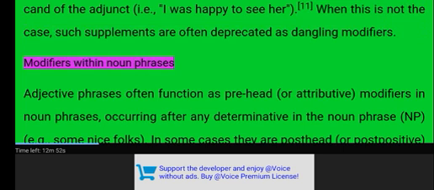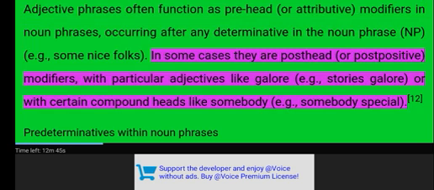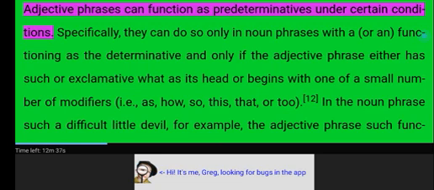Modifiers within noun phrases. Adjective phrases often function as pre-head or attributive modifiers in noun phrases, occurring after any determinative in the noun phrase, NP, e.g., some nice folks. In some cases they are post-head or post-positive modifiers, with particular adjectives like galore, e.g., stories galore, or with certain compound heads like somebody, e.g., somebody special. Predeterminatives within noun phrases. Adjective phrases can function as predeterminatives under certain conditions.